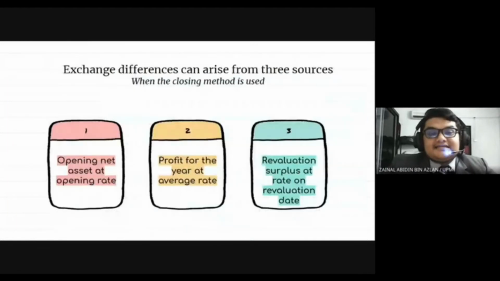This is how the exchange difference can arise from three sources when the closing rate method is used. This is the summary of what I explained from the previous slide. There are three sources of exchange difference: first, opening net asset at opening rate; second, profit for the year at average rate; third, revaluation surplus at rate on revaluation date.